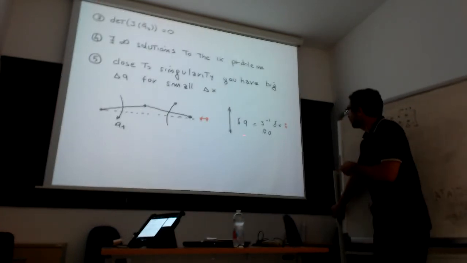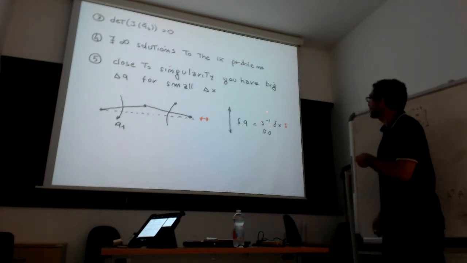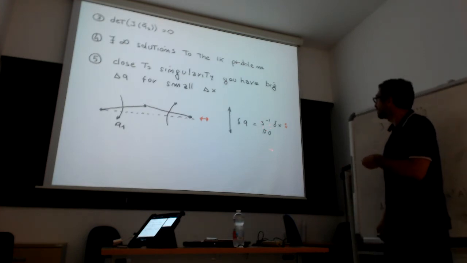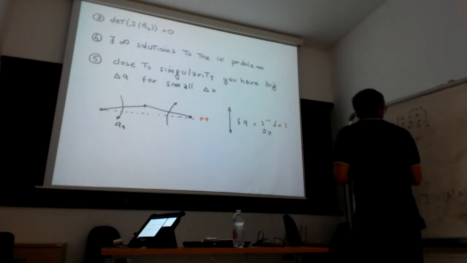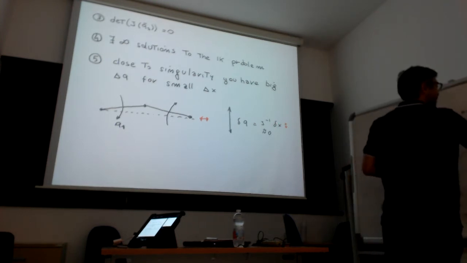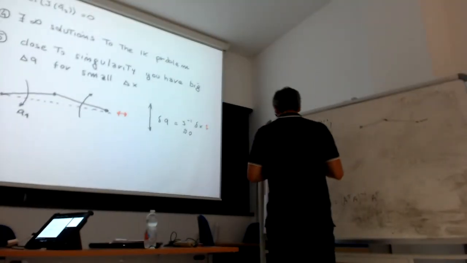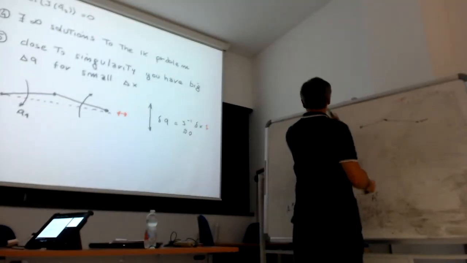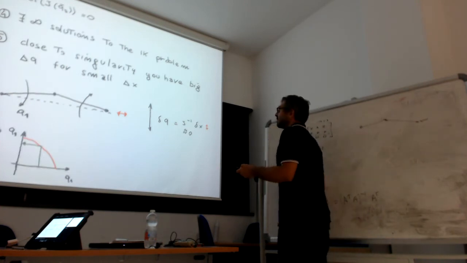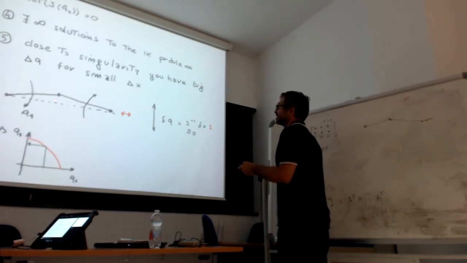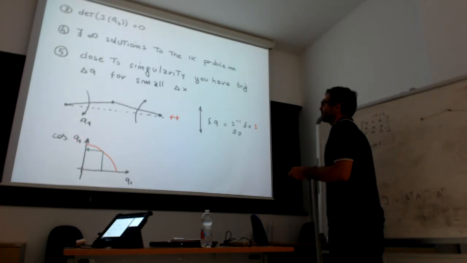Why? Because you have this matrix that is becoming a small singular value, so to achieve a small motion, you need to do a big motion in the joints. And this is because this motion is related to the cosine of Q, and the cosine is very nonlinear close to zero.